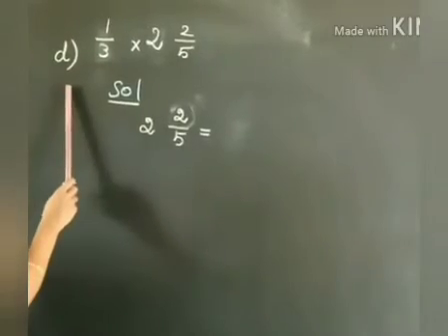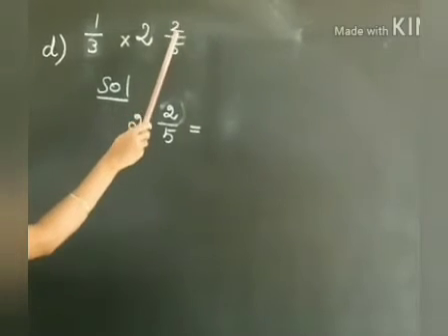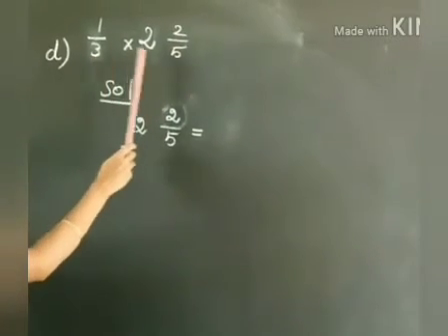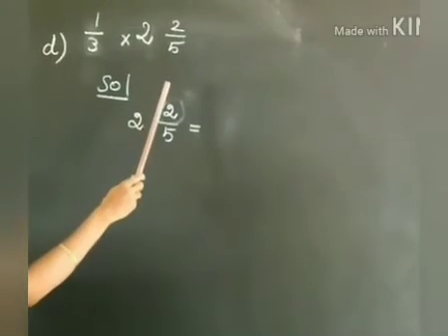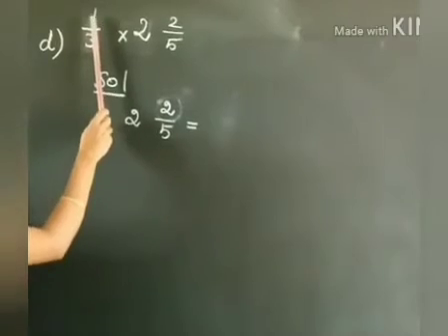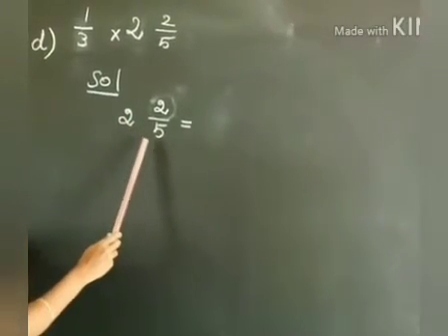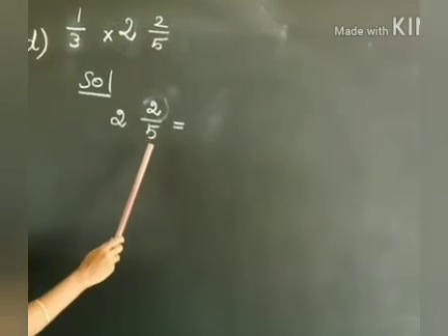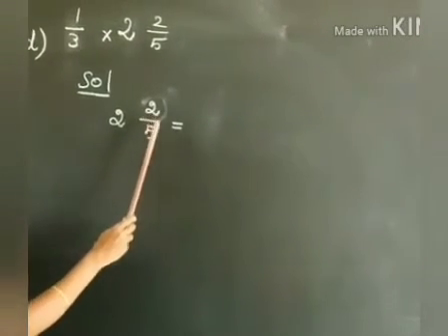See the next sum: 2 1 divided by 3 into 2 2 divided by 5. That is the product of two fractions. This mixed fraction we convert into an improper fraction first, and after that we multiply with the other fraction. Let us come to the solution. First you write that mixed fraction. You apply this formula. The whole number is 2, numerator is 2, denominator is 5.